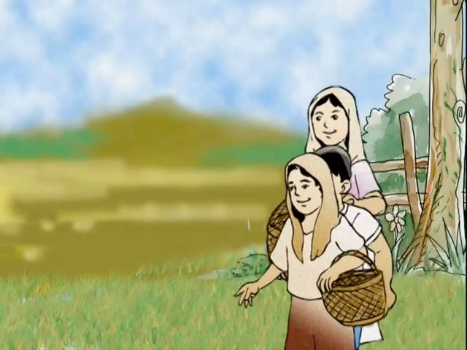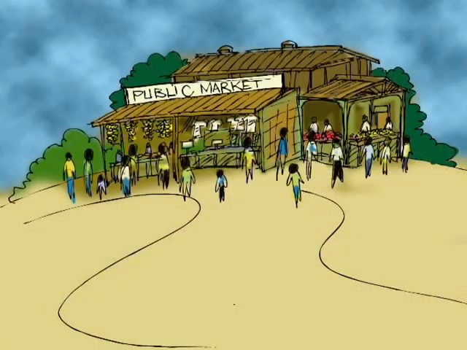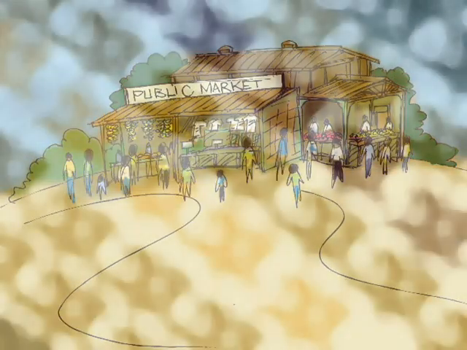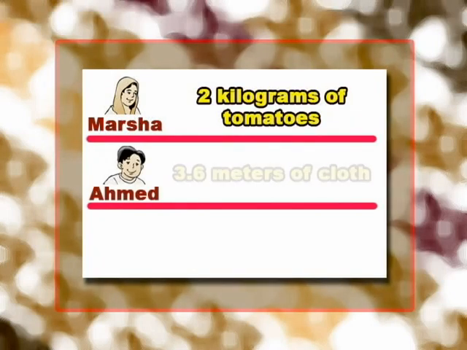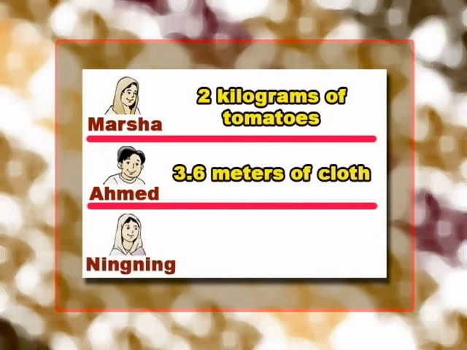Marcia, Ahmed, and Ningning went off to the market to buy things for their projects. Marcia needed to buy 2 kilos of tomatoes for the dish she was cooking. Ahmed needed to buy 3.6 meters of cloth for his project. And Ningning needed to order 14 dozen eggs for her mother who was making leche flans for the town fiesta.